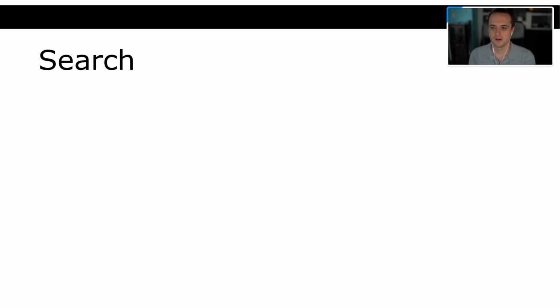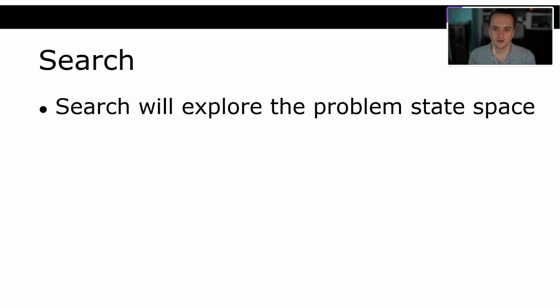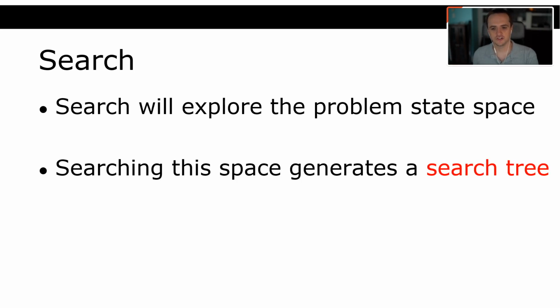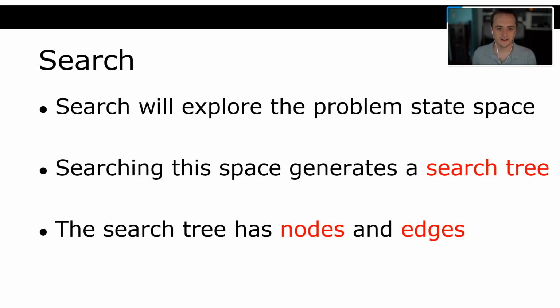So, search will explore the problem state space, meaning that we are going to explore states of the environment, all right? Searching the space will generate what we call a search tree. And I'll give an example of this. And the search tree has nodes and it has edges. The nodes and edges of the search tree are different than the vertices and edges of the graph, okay? And I'll explain this difference now.